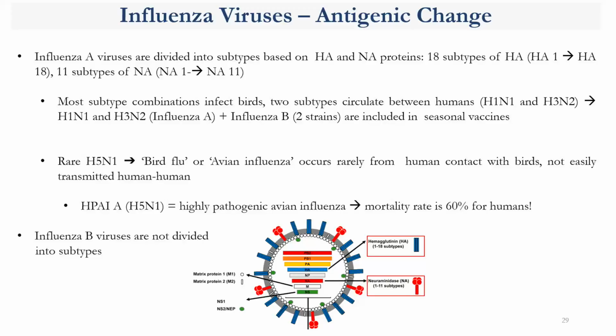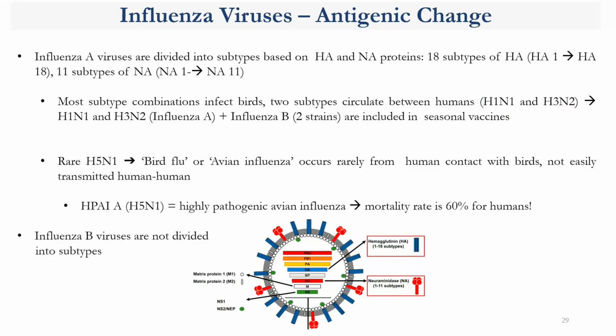Most of these subtype combinations infect birds. Two of these subtypes circulate between humans and birds. So, two of the common subtypes that circulate in humans are H1N1 and H3N2. H3N2 means HA3 and NA2. Okay. You also have two strains of influenza B that are included in seasonal vaccines. So your influenza A and influenza B strains are usually included in these seasonal vaccines.